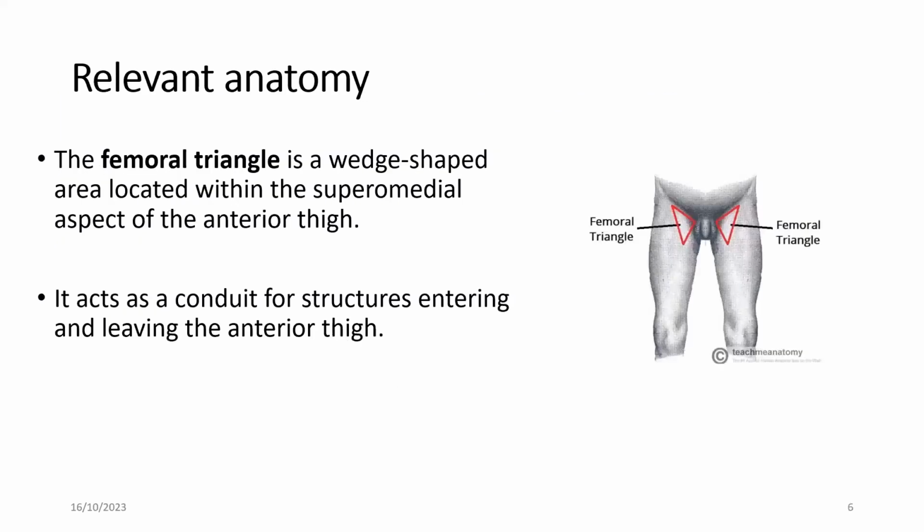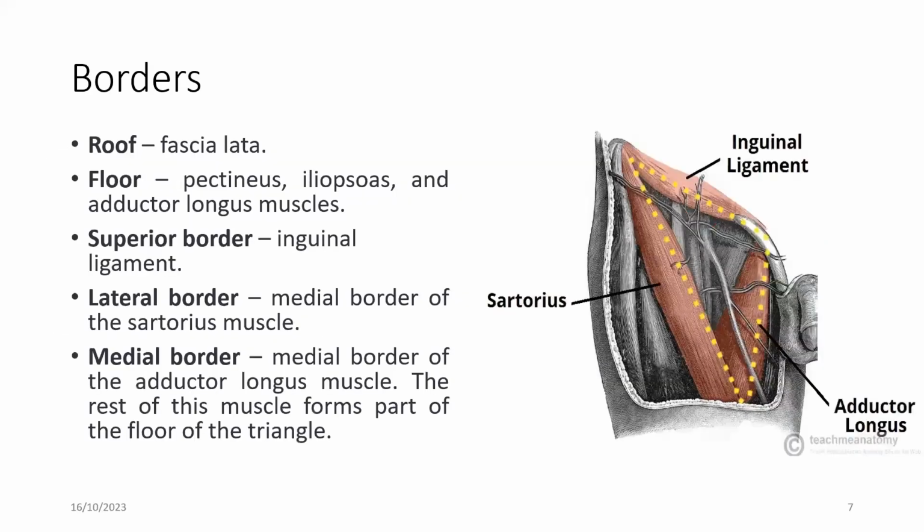So we're going to be talking about the relevant anatomy. We'll start by talking about the femoral triangle, which is a wedge-shaped area located within the superomedial aspect of the anterior thigh. This is the femoral triangle here. It acts as a conduit for structures that are entering or leaving the anterior thigh.